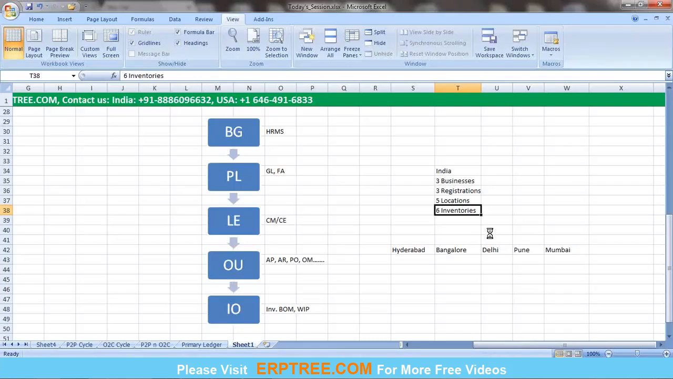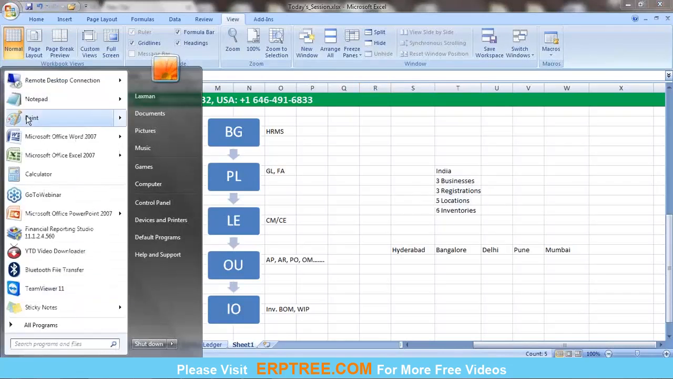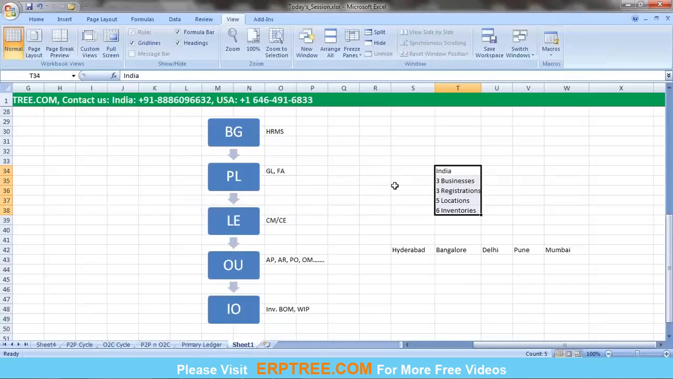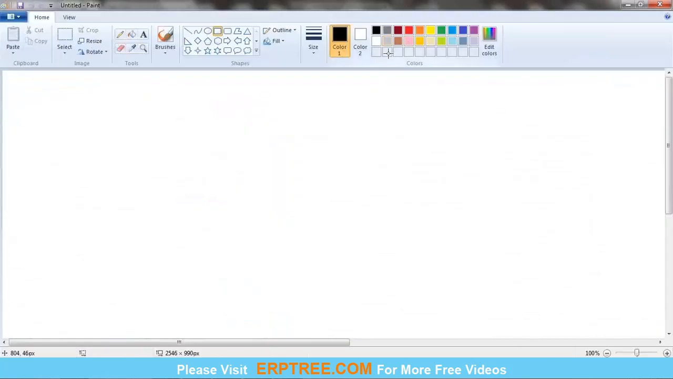Fine, done. Now if you take this case, let's take the information into a simple flow diagram here. So here you can say, how many business groups do you require? Only one business group. Say one business group.